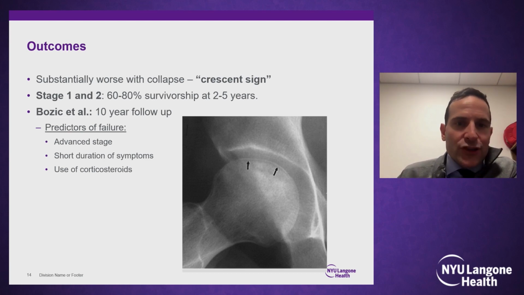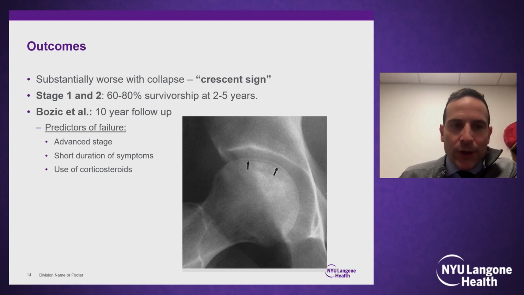The outcomes in general are worse as soon as you get collapse. So this is the famous crescent sign, which shows up on boards and OITEs. And so you want to really be avoiding that. Once you get to that, generally these patients are on their way to collapse. But stage 1 and 2, which is pre-collapse, in general, if you look at most studies, have a 60 to 80% survivorship at 2 to 5 years after a core decompression.